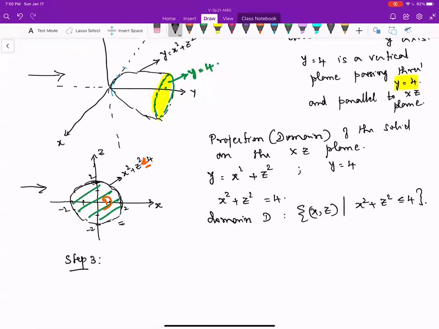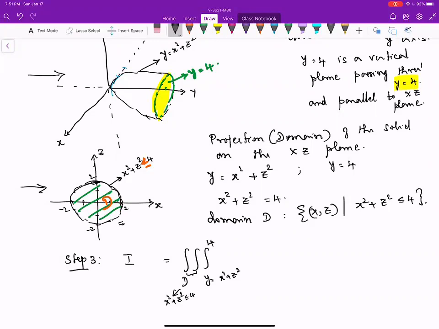So step 3, we are going to integrate now. The triple integral over E can be written as a double integral over the domain, and then for the third variable, y runs from x squared plus z squared to y equals 4. This domain is x squared plus z squared less than or equal to 4.